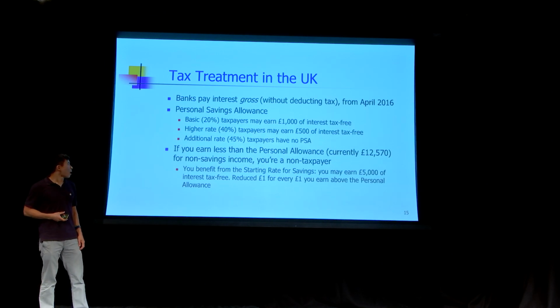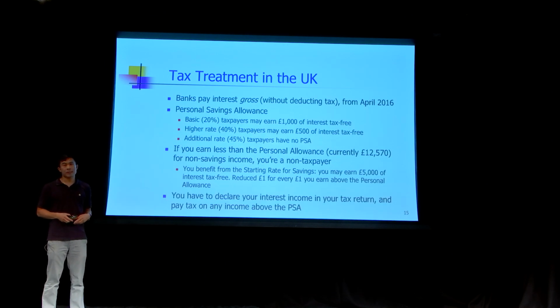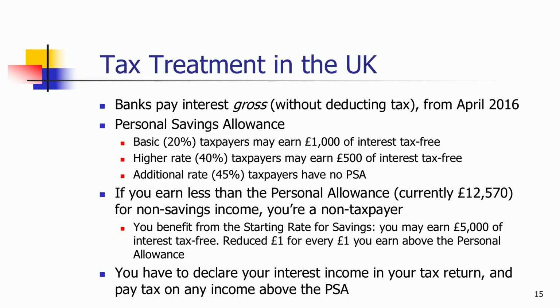So, how do you actually pay tax? Well, what you need to do is at the end of the year, you need to declare how much interest income you have received in your tax return. And if you've earned above your allowance, that's not illegal, you've not exceeded any limit, you've not done anything wrong, all you need to do is declare that, and then the government will assess how much tax you need to pay on that interest income.